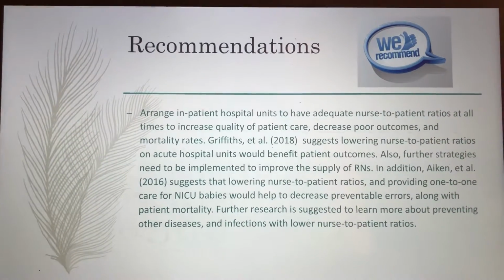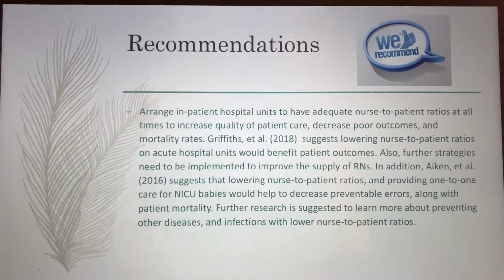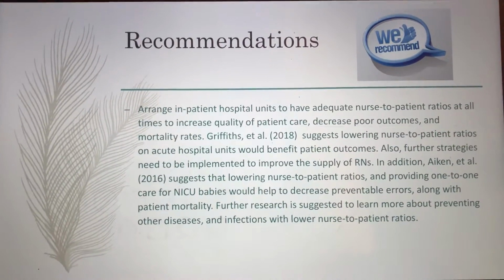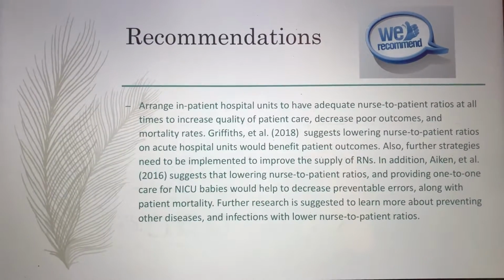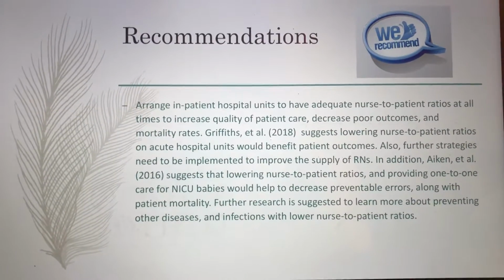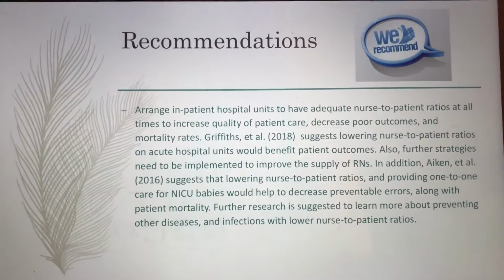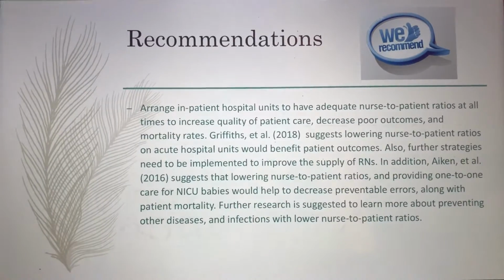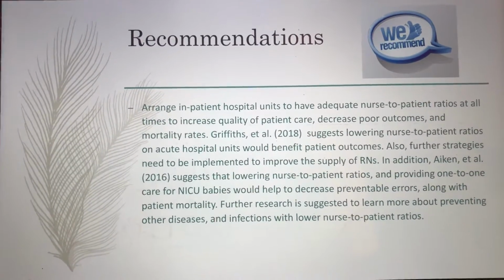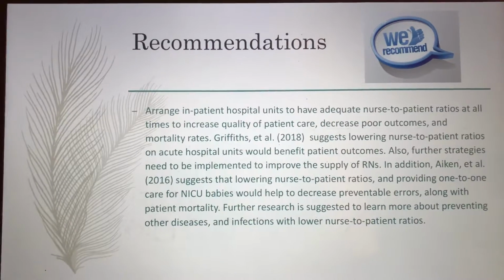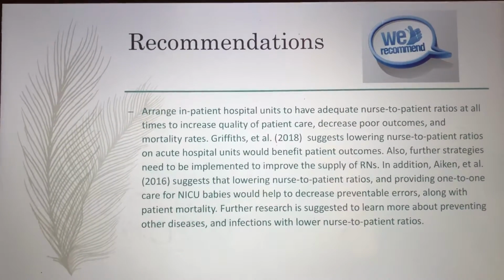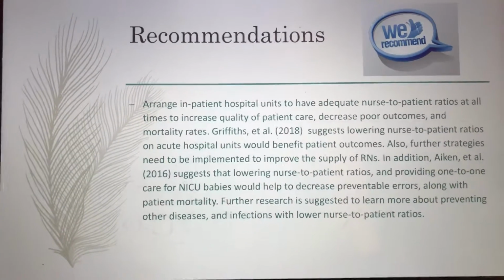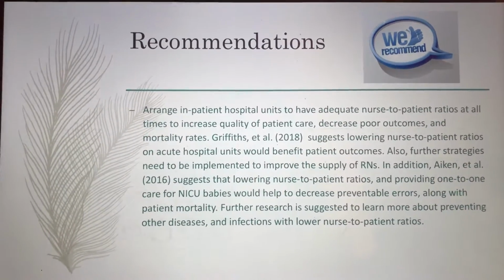So the recommendations that I came up with are to arrange inpatient hospital units to have adequate nurse-to-patient ratios at all times to increase quality of patient care and decrease poor outcomes and mortality rates. Griffiths suggests lowering nurse-to-patient ratios on acute hospital units would benefit patient outcomes. Also, further strategies need to be implemented to improve the supply of RNs. And then, in addition, Atkins also suggested that lowering nurse-to-patient ratios and providing one-to-one care for NICU babies would help to decrease preventable errors along with patient mortality.